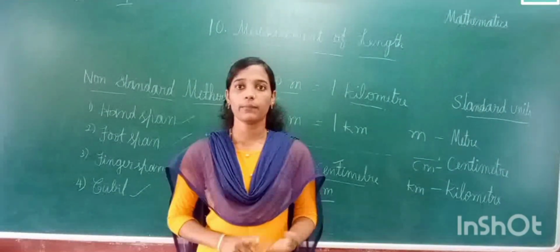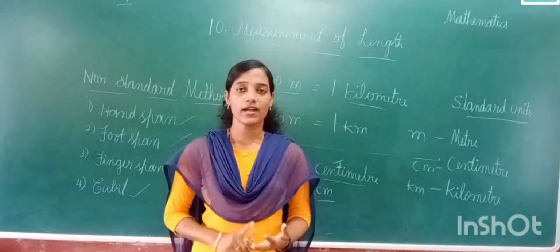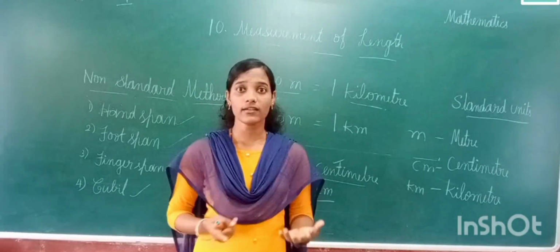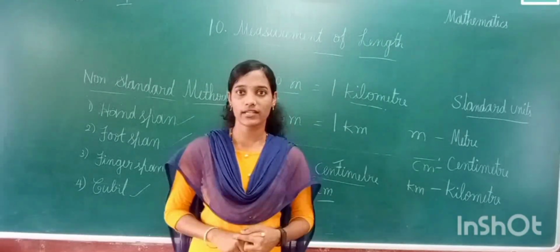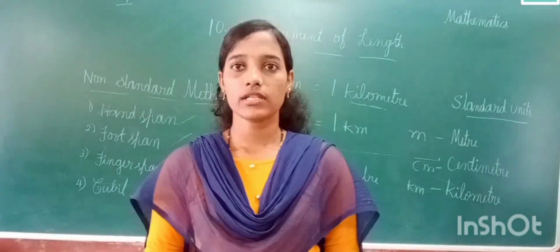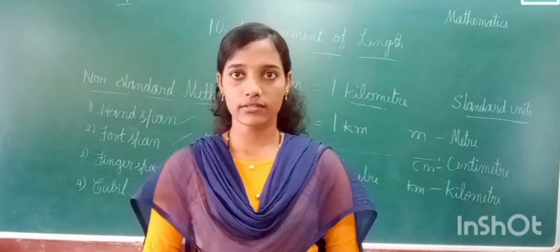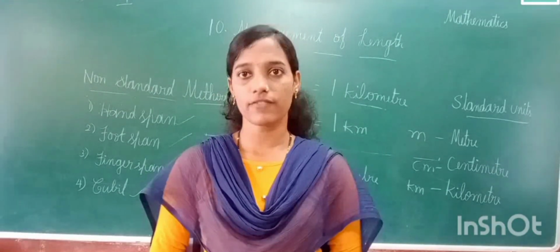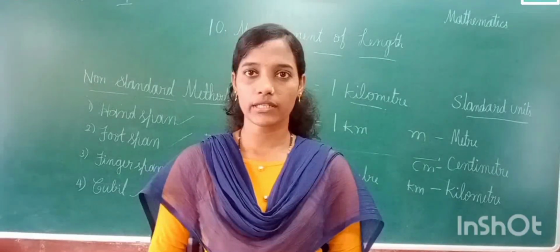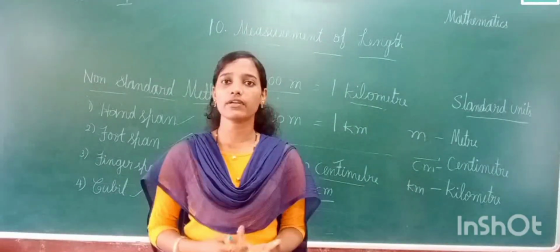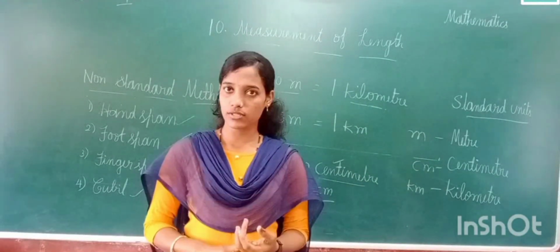So we have meter, centimeter and kilometer, and these are units of measuring length. If we talk about the standard unit of length, it's meter. When we are covering larger lengths, it is kilometer. And when we are covering very small lengths, then we use centimeter.